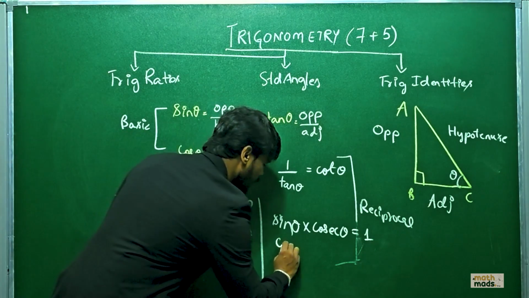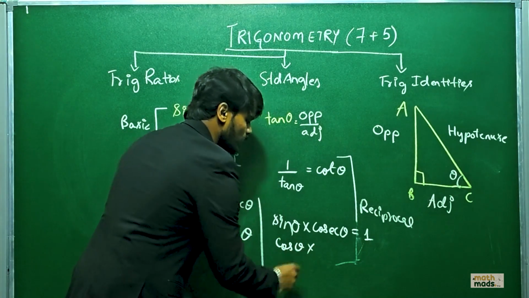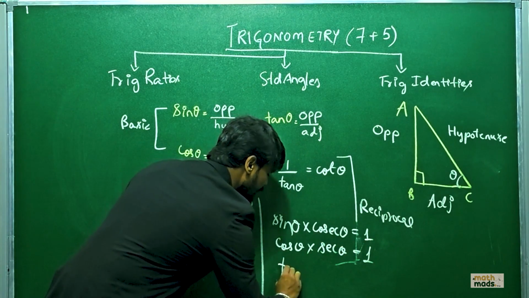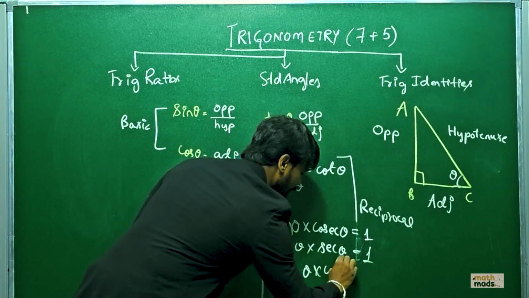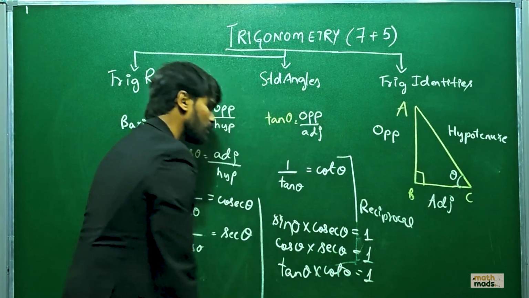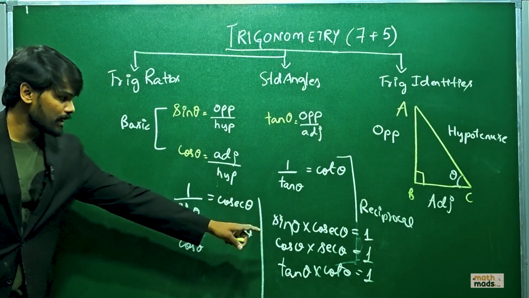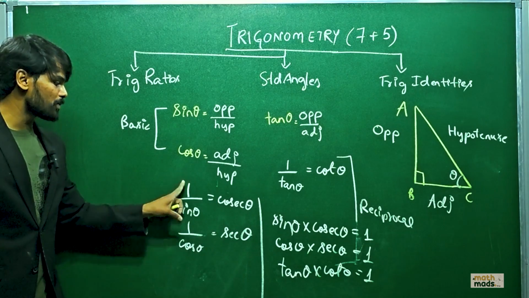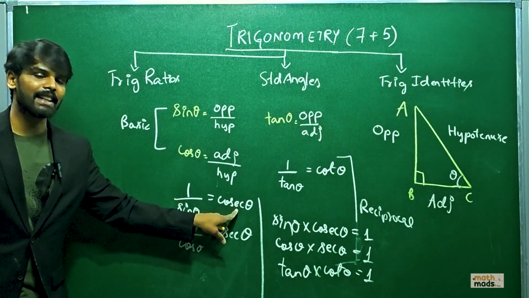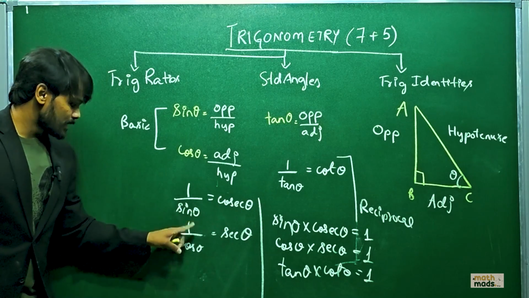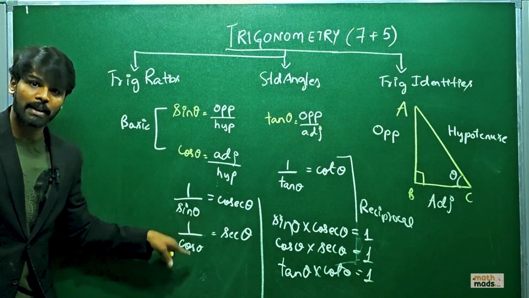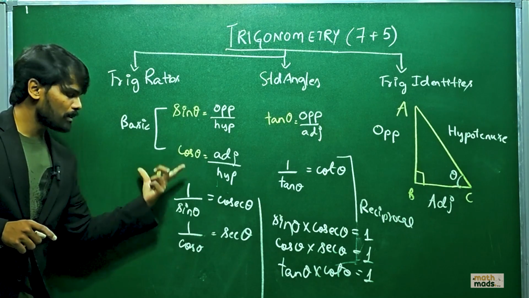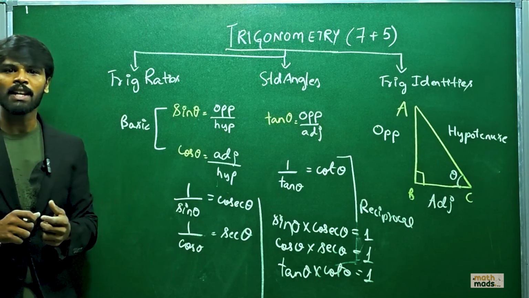I'll just write one more. Cos theta into secant theta. What will you get? Again, it will be 1. Tan theta into cot theta. Again, this will also be 1. Not to forget, these are some of the relations. One more relation. 1 by sin theta is cosecant theta. Now tell me what happens for 1 by cosecant theta. You'll be getting sin theta because you'll interchange them. Similarly, 1 by cos theta is secant theta. 1 by secant theta is cos theta. You should be able to figure out that relation knowing the basic ratios and reciprocal ratios.